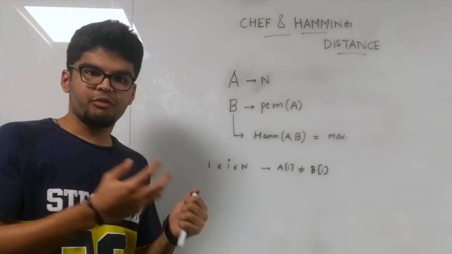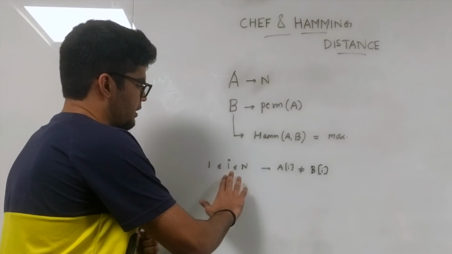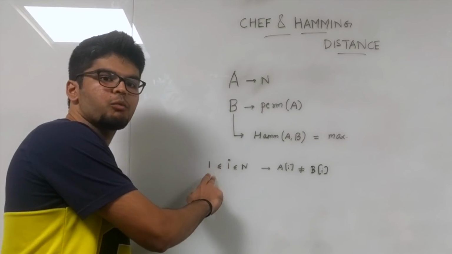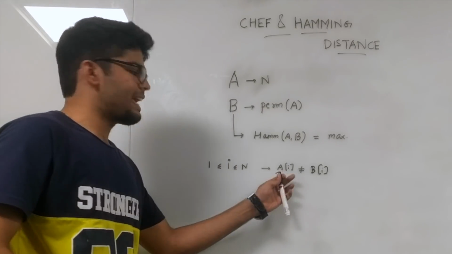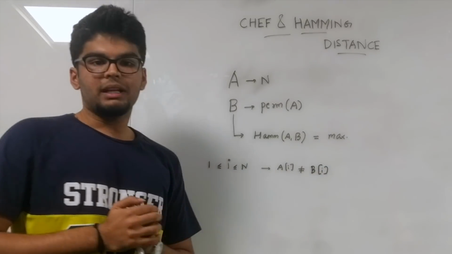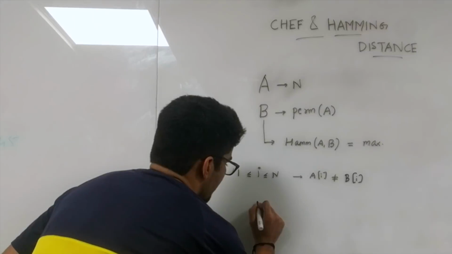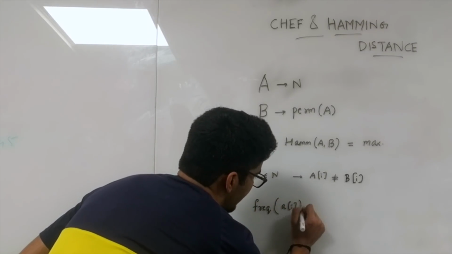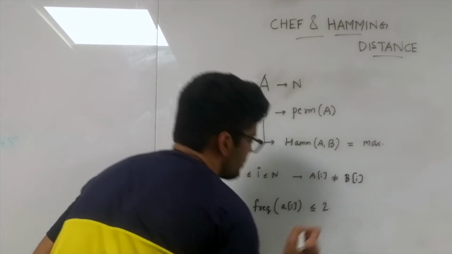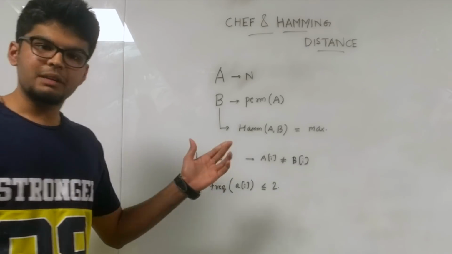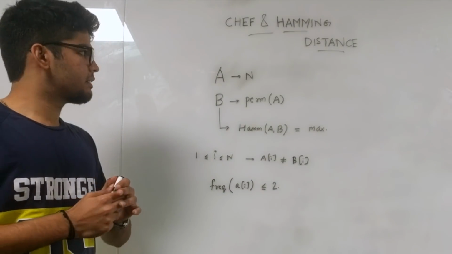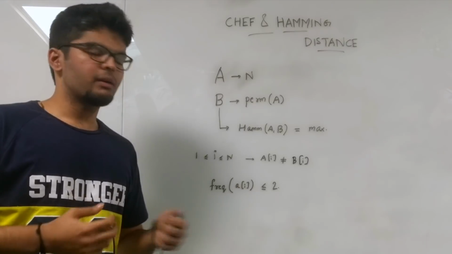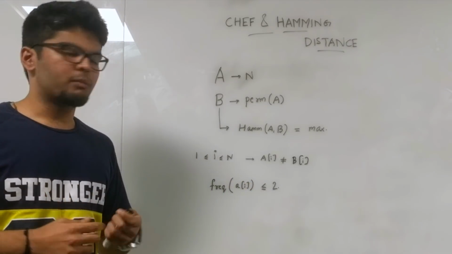This is the definition of Hamming distance. Hamming distance is basically the number of indices i from 1 to n such that A_i is not equal to B_i. But there's a catch here. The catch is that the frequency of an element A_i will be less than or equal to 2. The interesting part about this problem is that it's an ad hoc problem, so there can be various different solutions. I'll just explain the way I solved this problem intuitively.